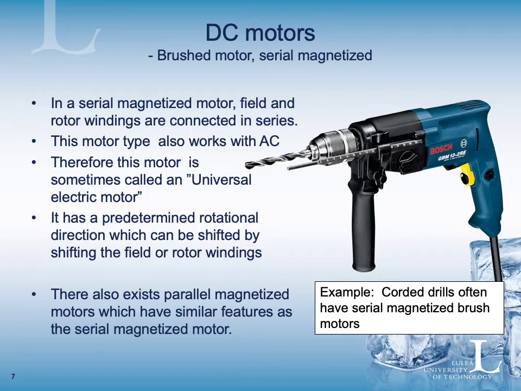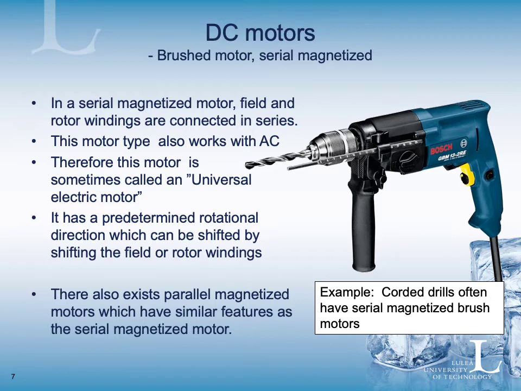In a serial magnetized motor, field and rotor windings are connected in series. You don't have any permanent magnets in this type of motor. But since you have a brush that is sort of changing the field, it's always the opposite in the rotor and the stator, so it doesn't matter actually if you have AC or DC. So sometimes you call this a universal electric motor. It works with both AC and DC without any fancy control system.